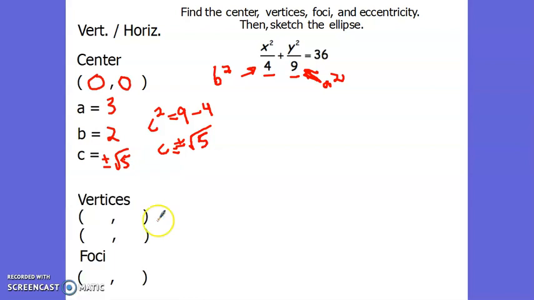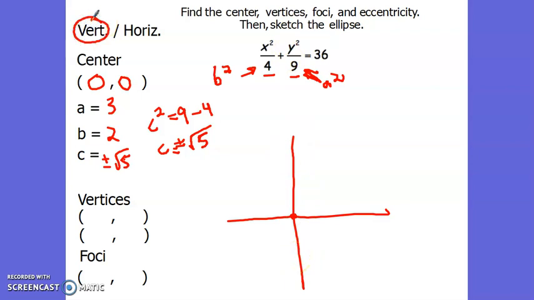So now, if we want to actually sketch, we just need to identify where our vertices and our foci will be. Well, thinking about a very simple graph, again, we've centered ourselves at 0, 0. We are going to travel, because A is beneath the y coordinate, A units vertically. Y travels up and down. So again, we're going to have a vertical major axis. We're going to travel 3 units upwards from 0, 0. So our vertices will be 0, 3.